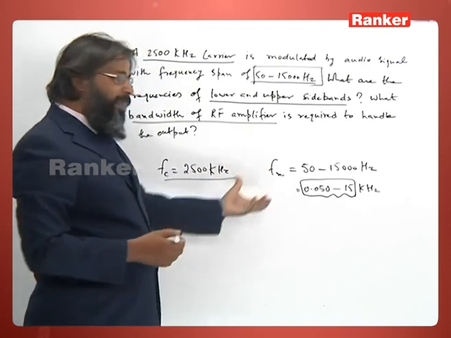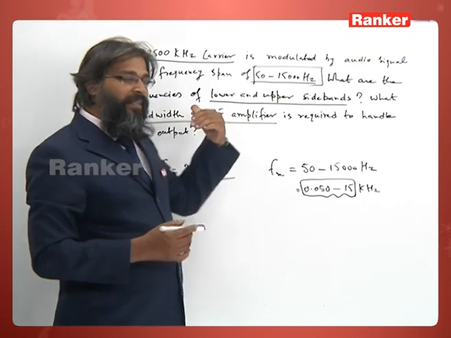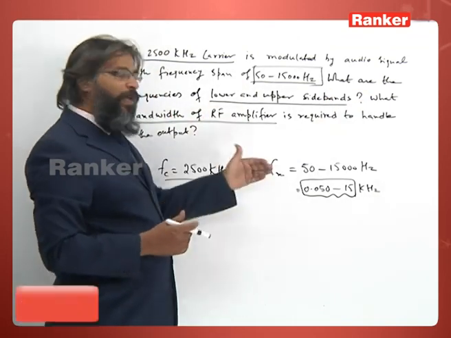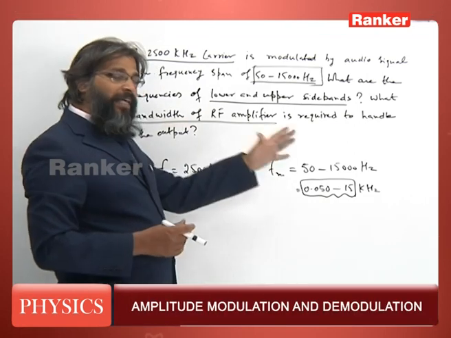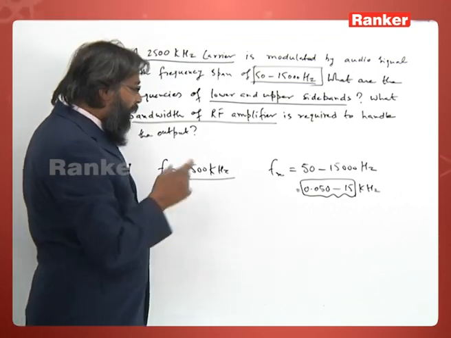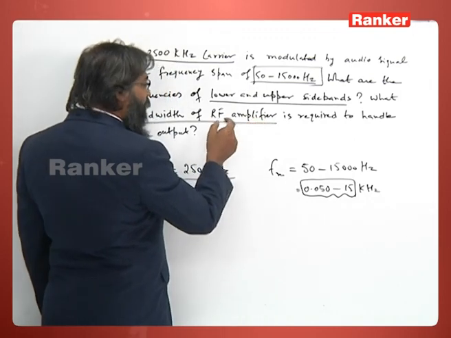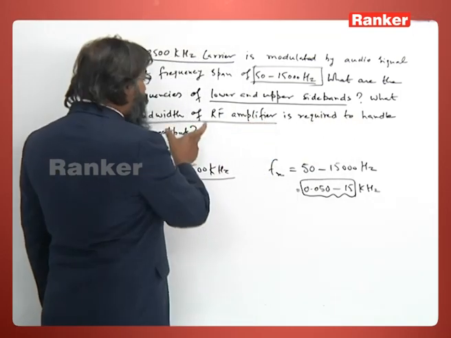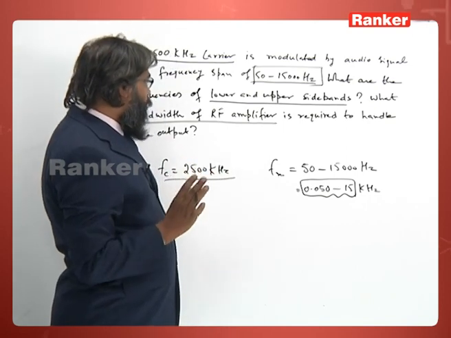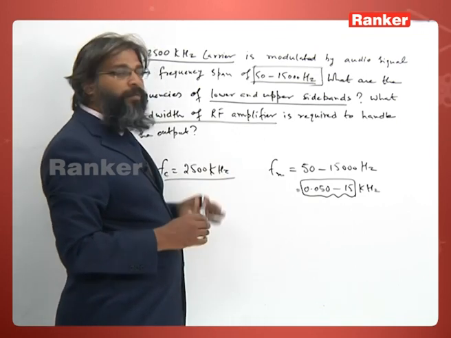Now once this is modulated, it has to be amplified with an amplifier and then transmitted in the channel. So the amplifiers at the transmission end and even at the receiver end must be able to carry this bandwidth. So the second question is, what is the bandwidth of the amplifier? First, what are the sideband frequencies? What is the range of sideband frequencies? It is asked.